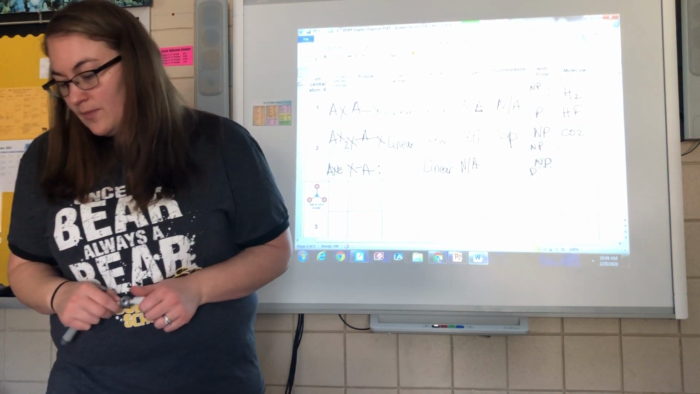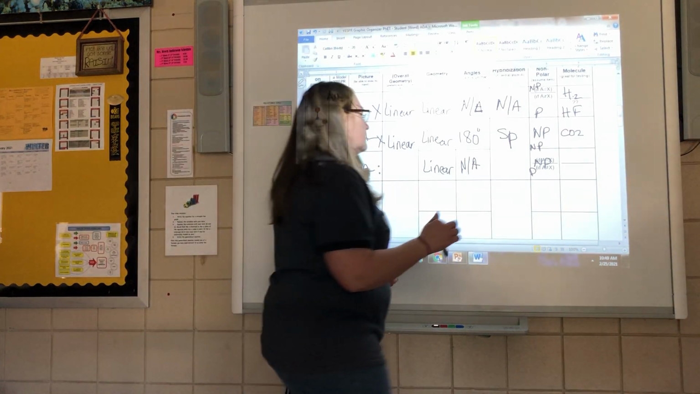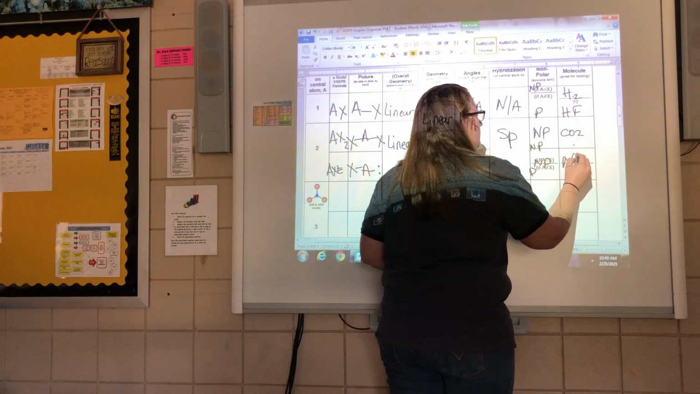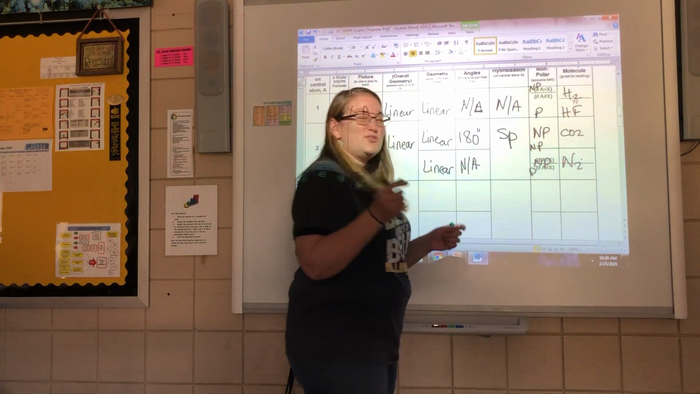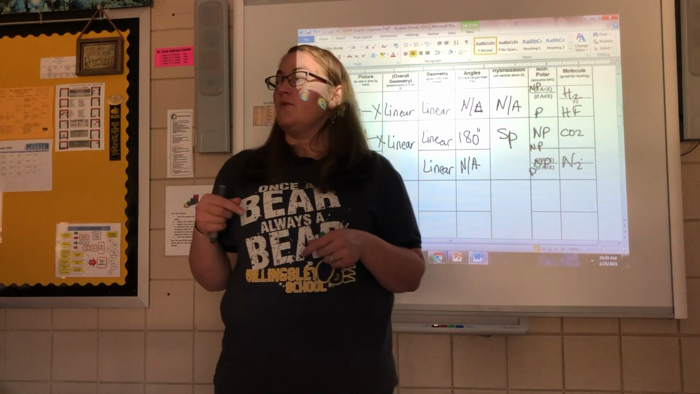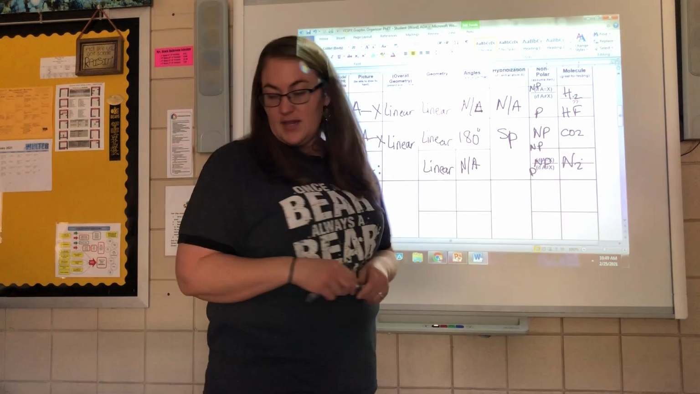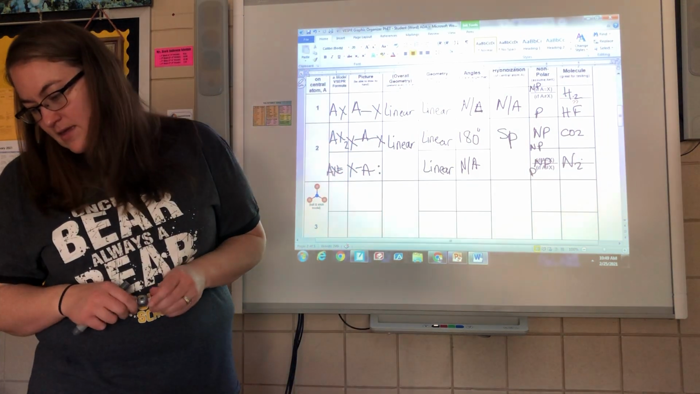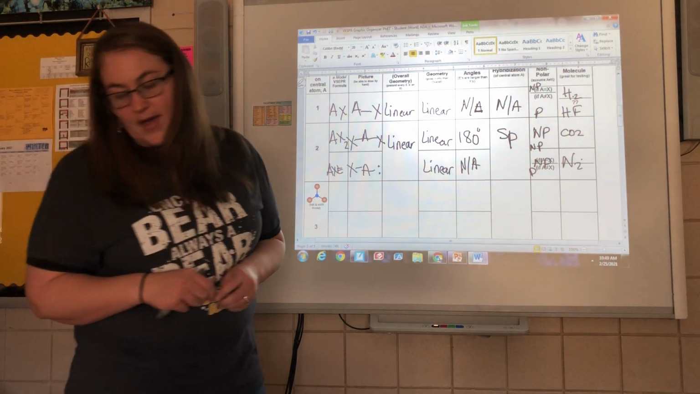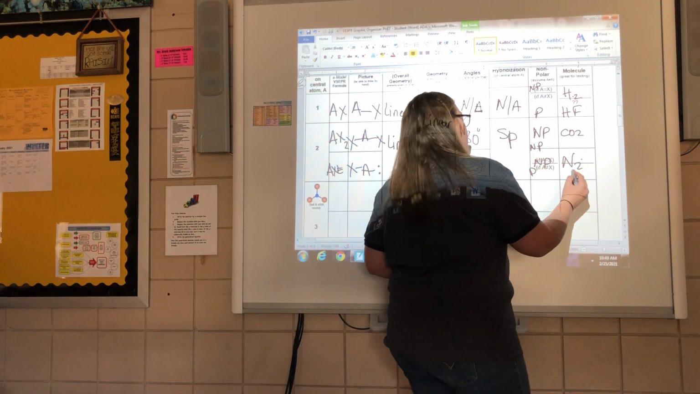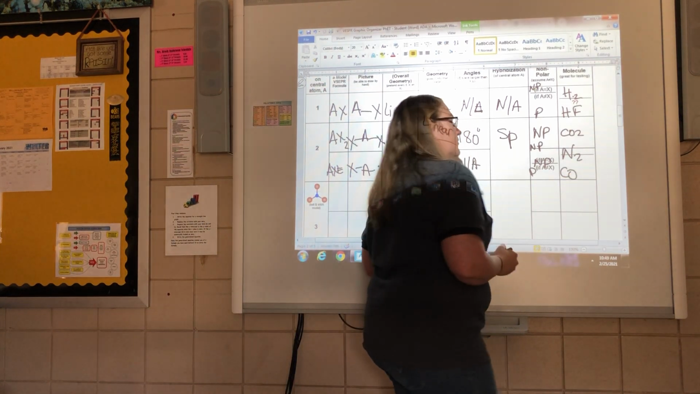So an example might be N2. Like when we put those two nitrogens together in that activity before, we had some electrons left over. An example of the polar one might be carbon monoxide, CO.